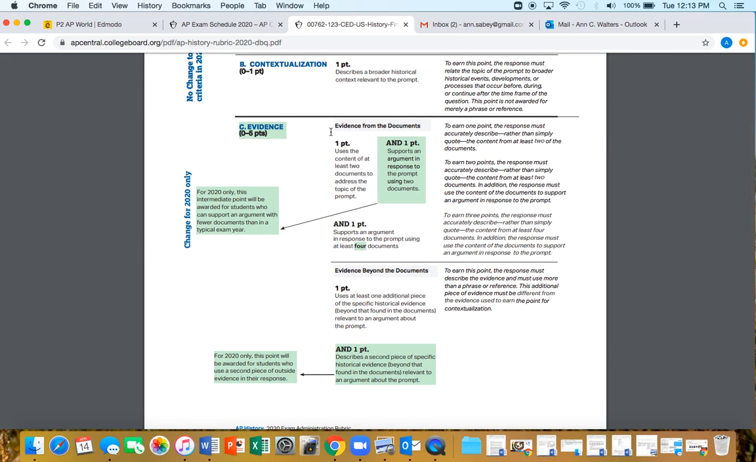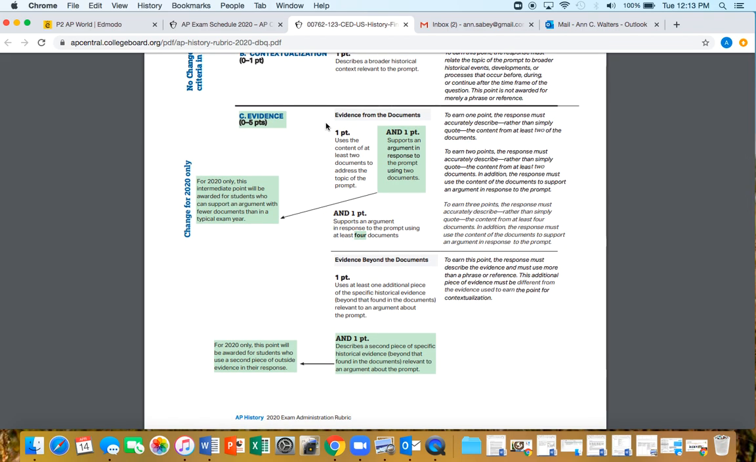The area that changed big time is evidence. You can get up to 5 points with evidence. And here are the different levels of points. You can get 1 point for evidence if you use the content of at least 2 documents to address the topic of the prompt.